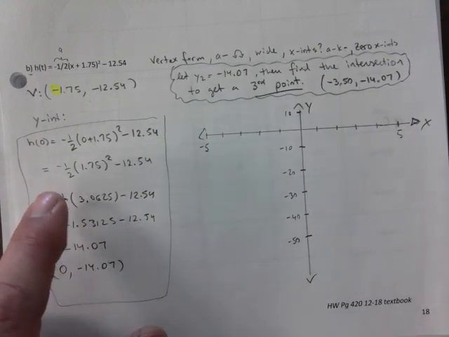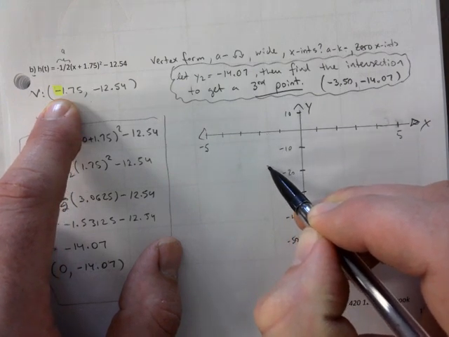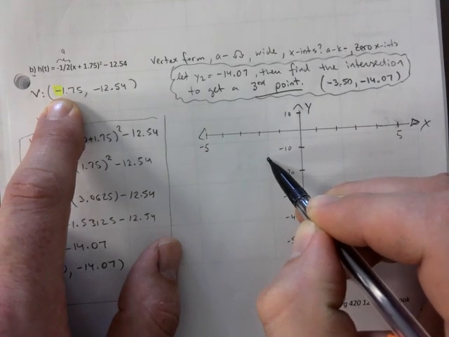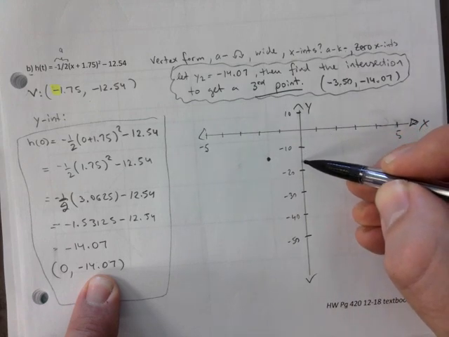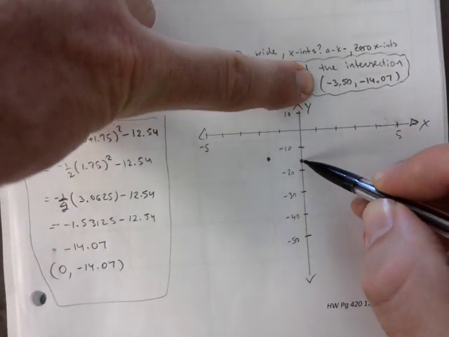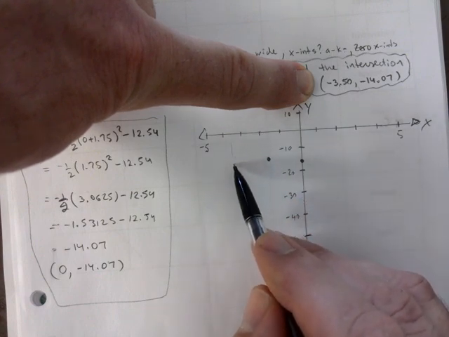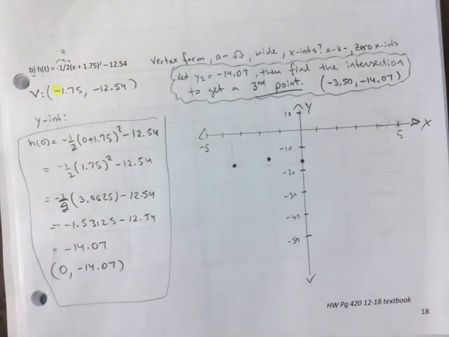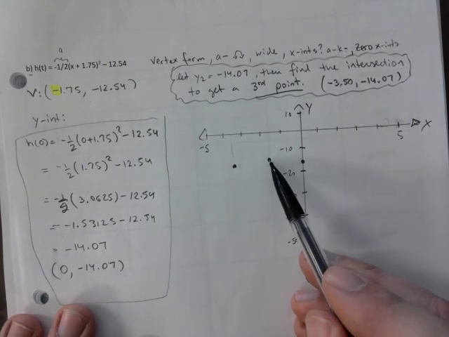Okay, so I'm going to put the points down. Negative 1.75, negative 12.54 is somewhere in there. That's the vertex. Then my y-intercept is 0, negative 14, somewhere in there. And then the third point is negative 3.5. So 1, 2, 3.5. It should match what you have on the other side, same height, so to speak. And there you go. So just go like this.